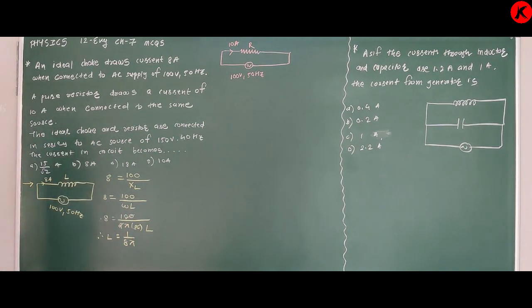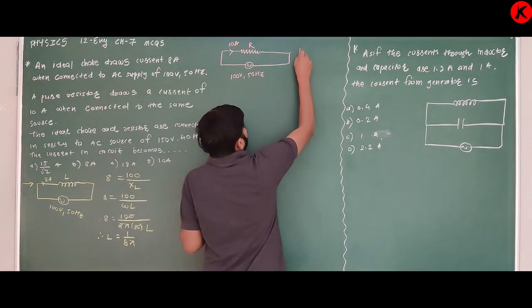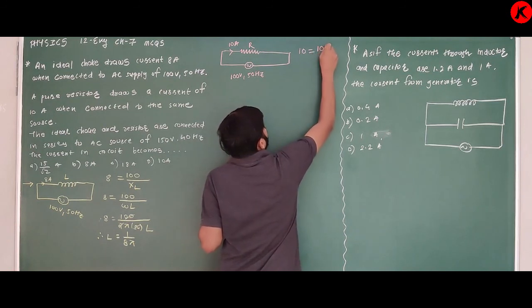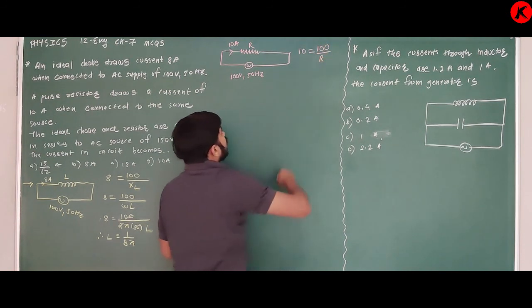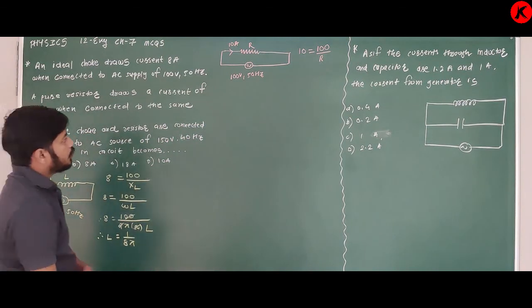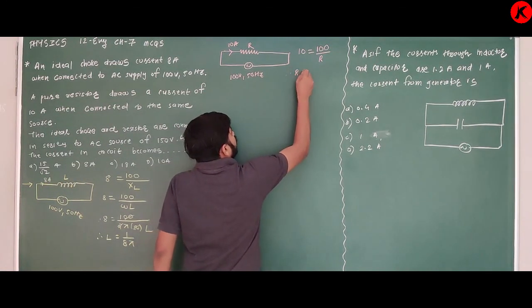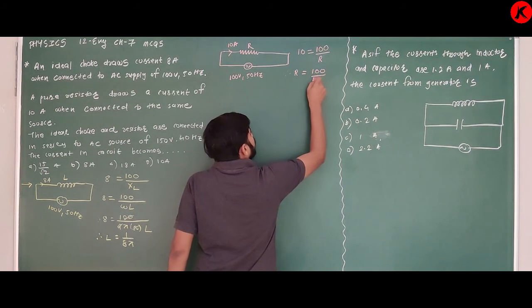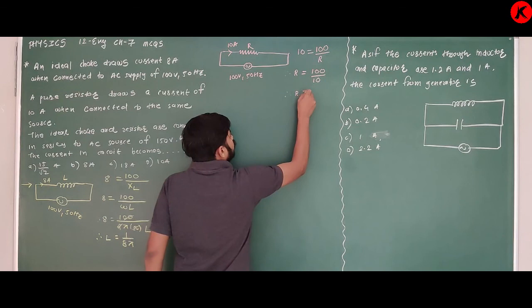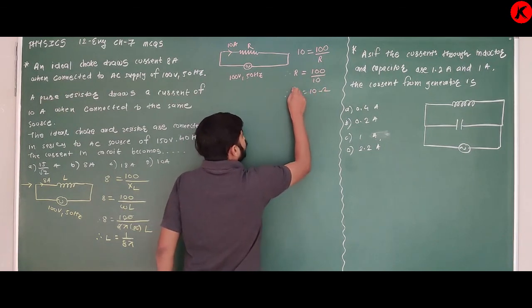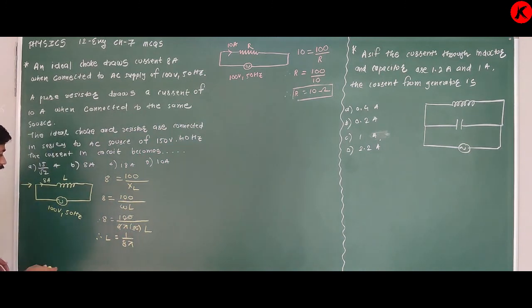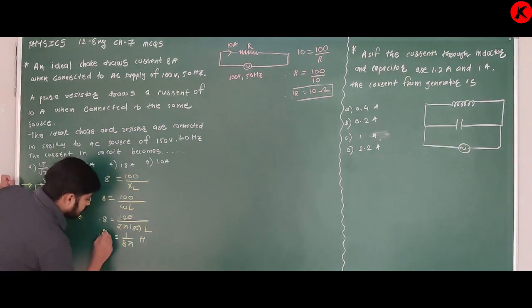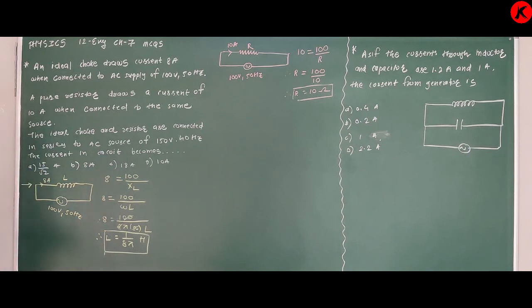Okay, so again from the data, how to write? We know that for a resistor, current is equal to voltage, that is 100, upon resistance, R. Now make R the subject, so R is equal to 100 upon 10, and therefore R is equal to 10. So the value of R is 10 ohm, and the value of inductance L is 1 upon 8 pi Henry. Clear about this? Okay. Now the next statement.